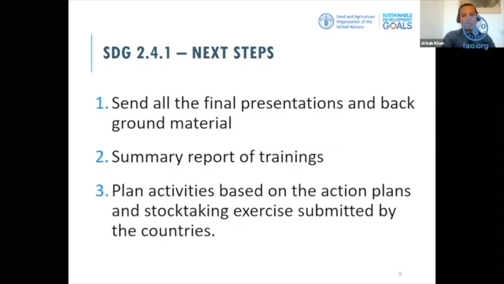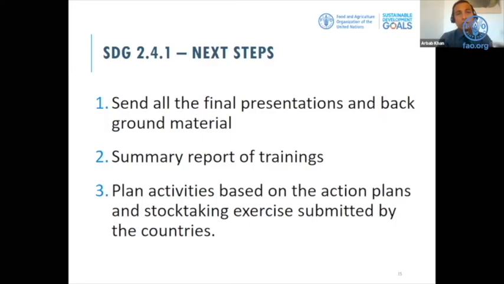And then, as I mentioned to you, we will plan activity based on the action plans and stock taking exercise submitted by yourselves. So this is really the key. Please don't take it as a training that happened and is just another thing that was taken care of, and we need to carry forward this process. We want to continue to support you in this process, because this is the very first step. It's not the end, but the means to an end. We have a long way to go before you can start reporting on sustainable agriculture.